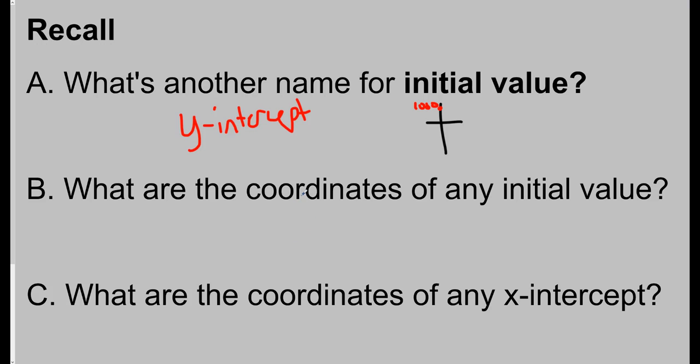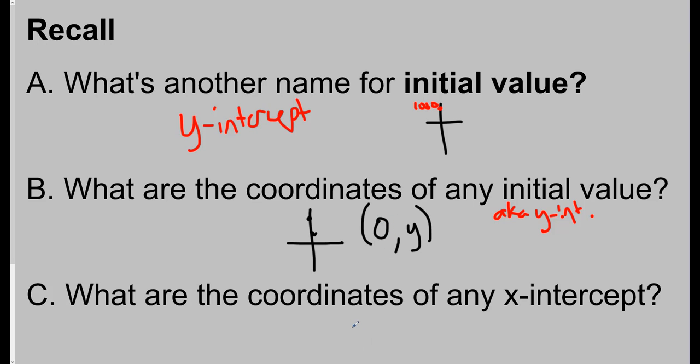And what are the coordinates of any initial value or Y-intercept? So from the graphing of 5.3b and 5.2 graphing, you should realize that any y-intercept along the y-axis has an x value of 0. So your coordinate is 0, comma, whatever the y value is. Every single x value at a y-intercept is 0.